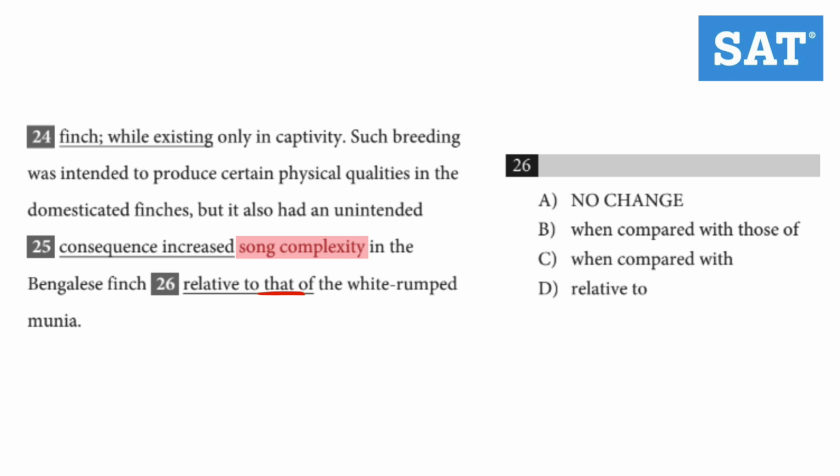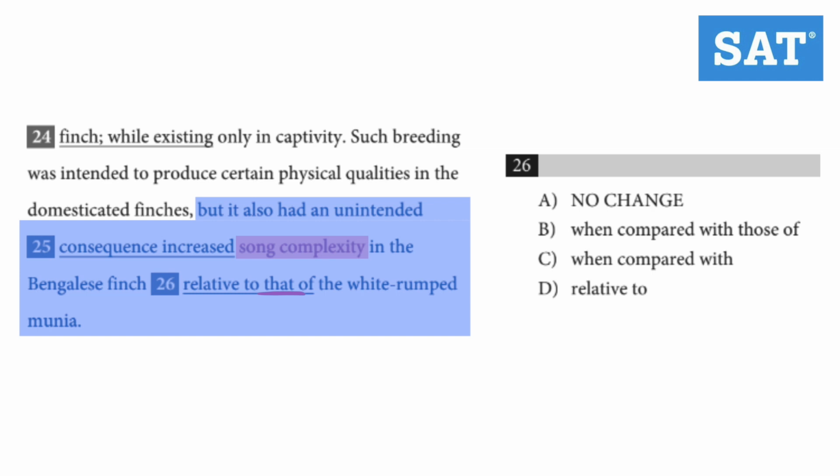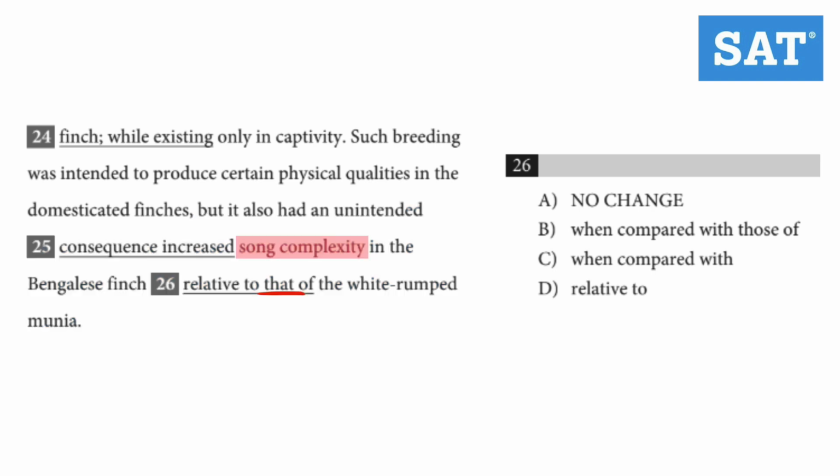If you thought that you're comparing domesticated finches to the white-rumped munia, but finches are so far above, and actually there's a comma and a FANBOYS conjunction, which shows you that this is going to be an independent clause that will exist by itself. So this is an independent ecosystem right there. So you have to be looking for something that you're comparing in this part of the sentence only. Do you see how all of those grammar rules can come together and help you out? So here, the answer choice is A, no change.